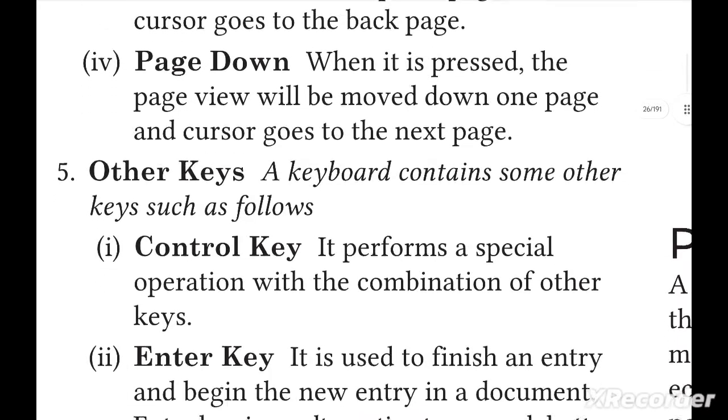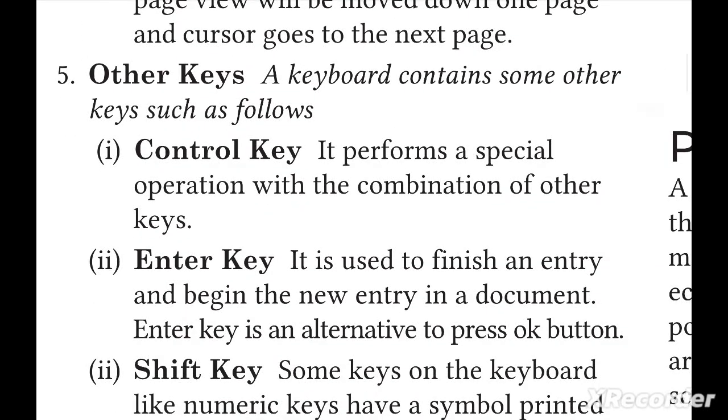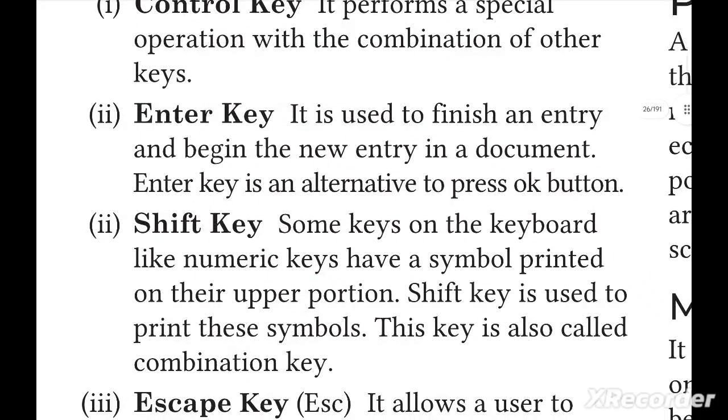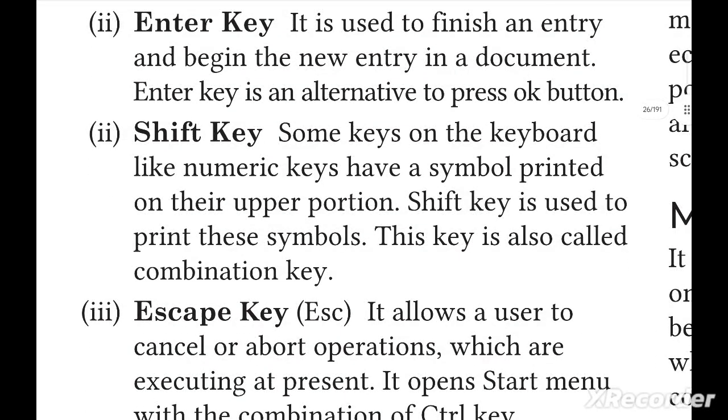Fifth, other keys. A keyboard contains some other keys as follows. First, control key. It performs a special operation with the combination of other keys. Second, enter key. It is used to finish an entry and begin a new entry in a document. The Enter key is an alternative to pressing the OK button. Third, shift keys.